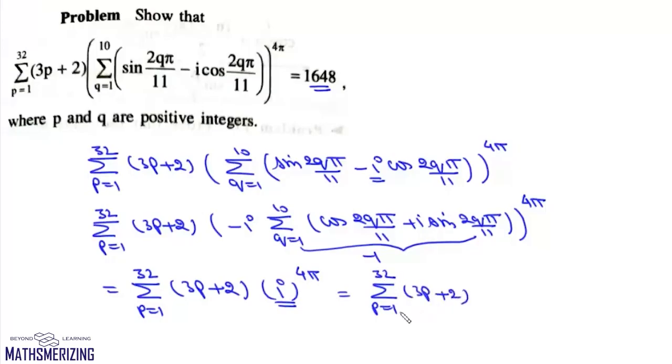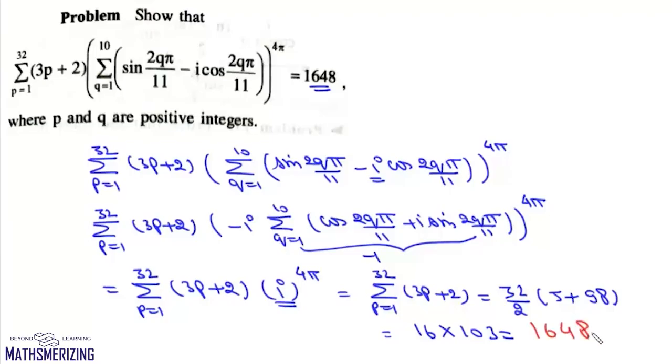3P plus 2. Now this summation is nothing but an AP. So we just need to find the sum of the AP. So it will be n by 2, so it will be 32 by 2 into (A plus L). Now A is when the value of P is 1. So if we put P as 1, we'll get 5, plus L, which is when the value of P is 32. So it will be 32 into 3 plus 2, which is 98. So it will be simply 16 into 103, which is nothing but 1648, which is what we need to prove.